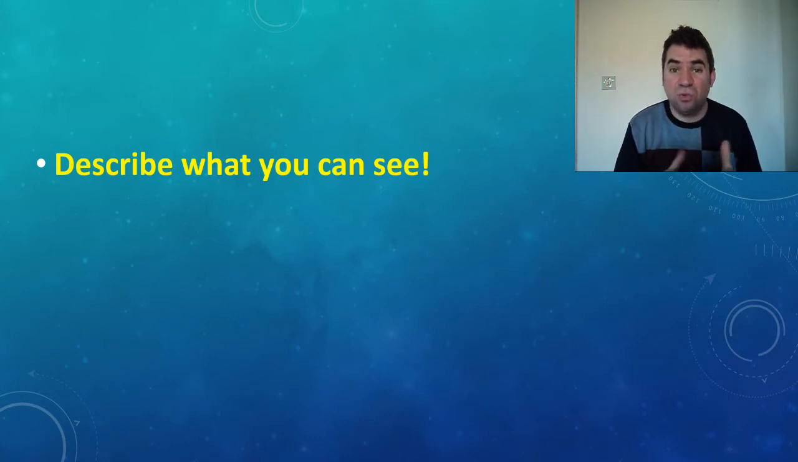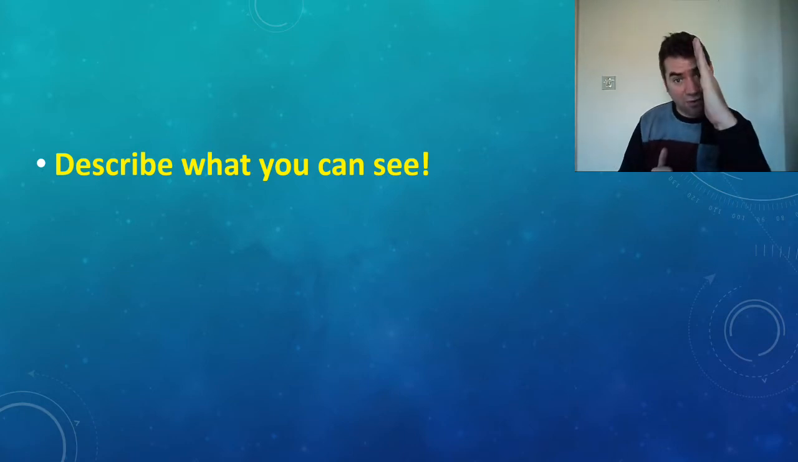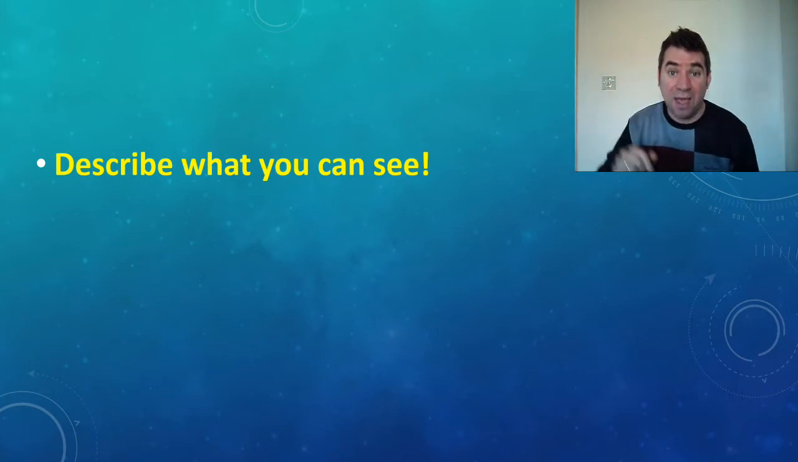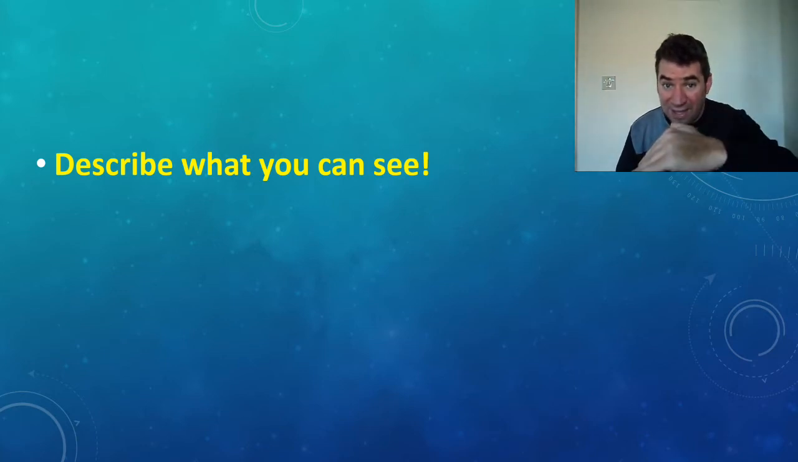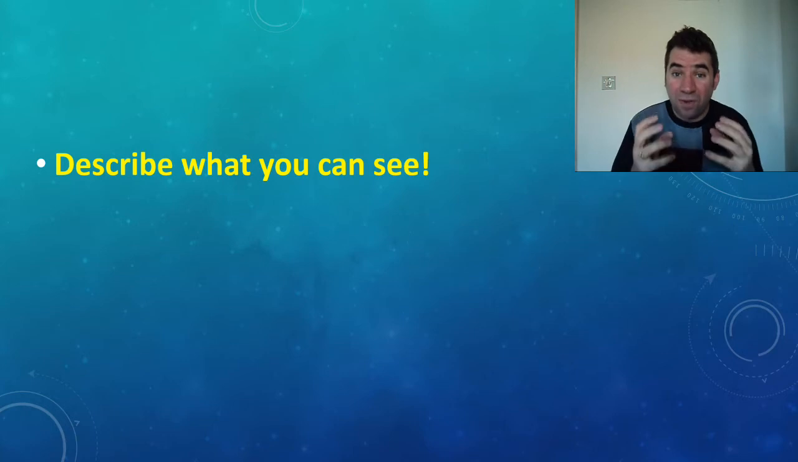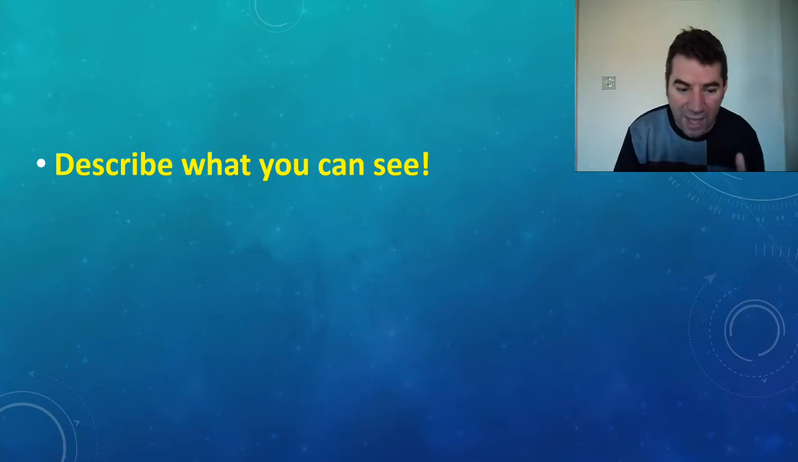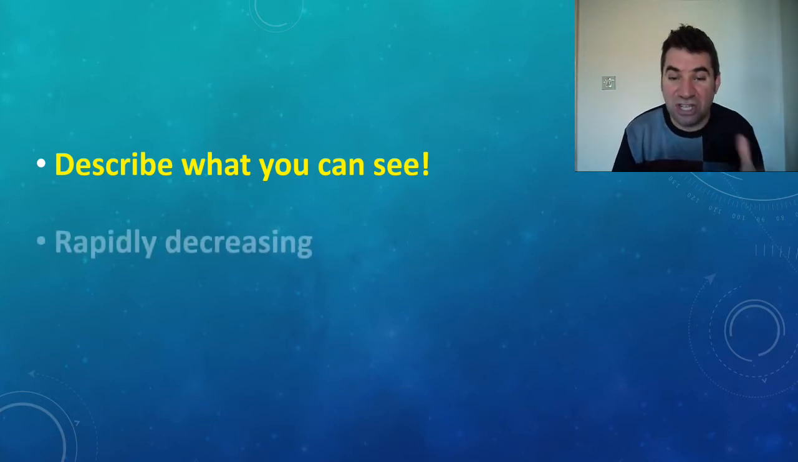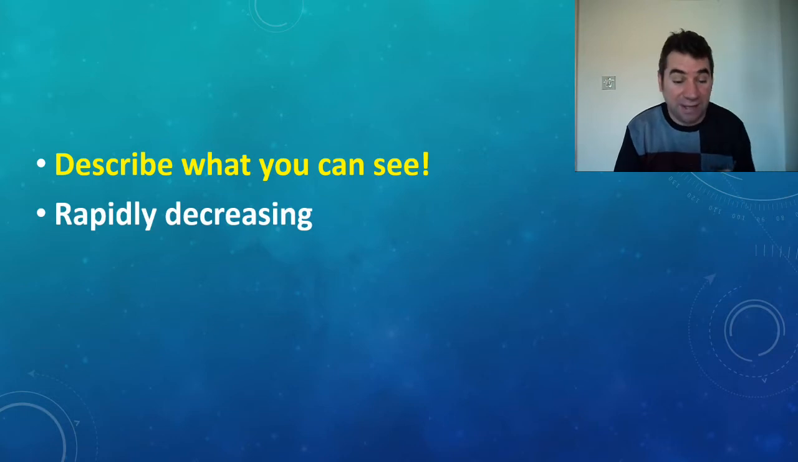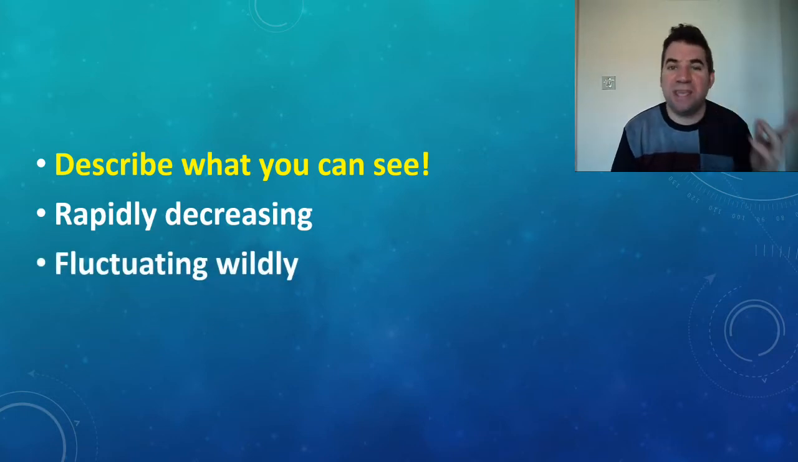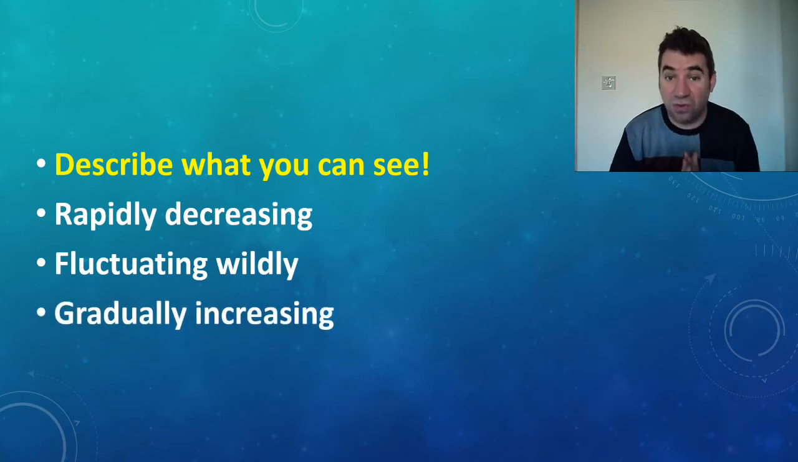You've literally got to describe how things are increasing. Is it a rapid increase? Is it a gradual increase? Is it fluctuating? Is it rapidly decreasing, plummeting? All of these descriptive ways of describing change, like rapidly decreasing, fluctuating wildly, gradually increasing. This is what you've got to get good at.